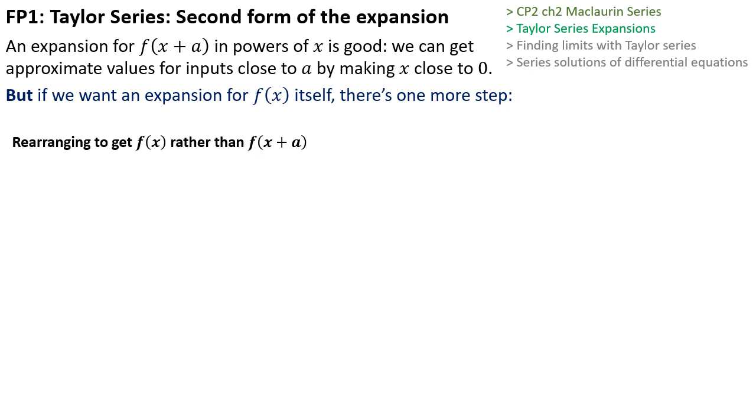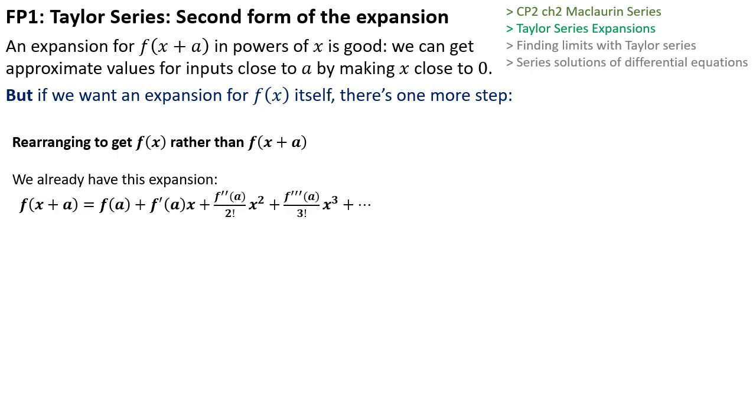We want to get f of x instead of f of x plus a. Well, we're just going to take the expansion we already have, and we do a substitution. So in place of x, we're going to write x minus a. And then on the left, it'll be f of x minus a plus a, which is just f of x. And all the way through the expansion, our powers of x become powers of x minus a.